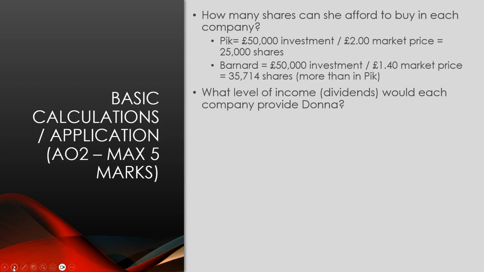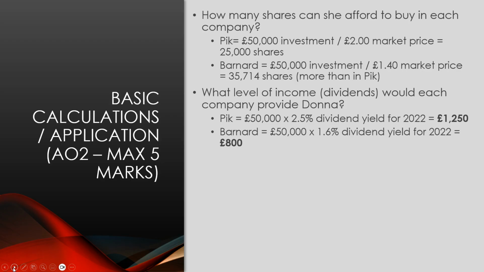Let's look at what level of income Donna could get from each of these investments. Use the dividend yield for that one. So 50,000 at 2.5% will give her £1,250. Barnard, 1.6% will give her £800. Now, both of those, with the recent interest rate rises, are well below what she could get if she put that money just in a bank, or possibly even in premium bonds. So it does beg the question: is it going to be worth the risk?